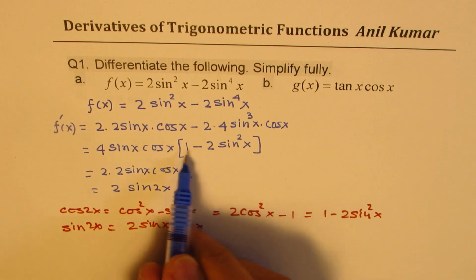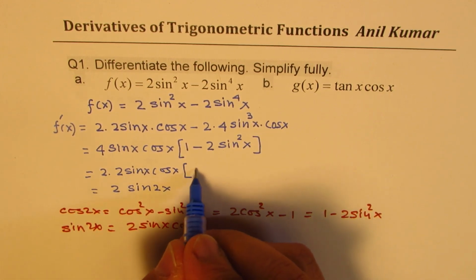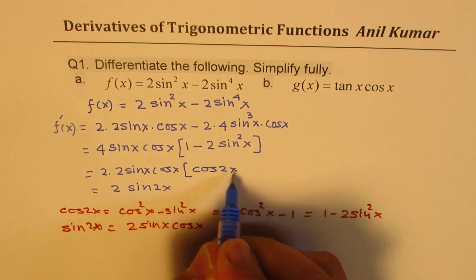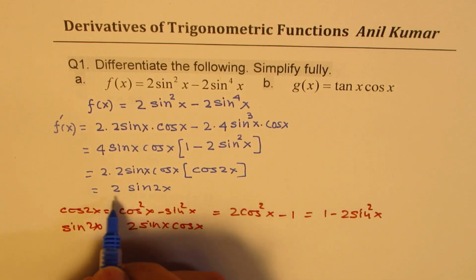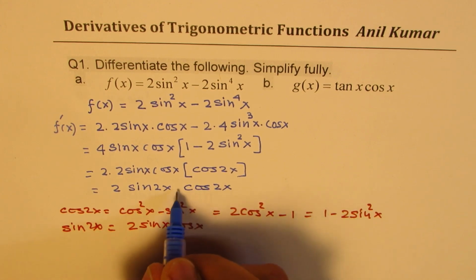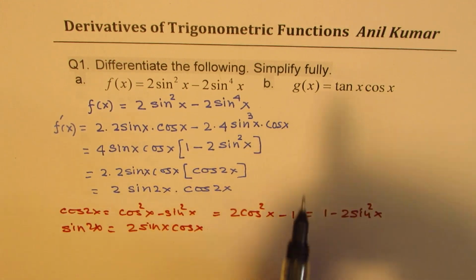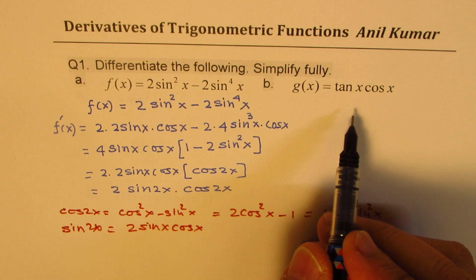And this term here, 1 minus 2 sine square x, is actually cos 2x. So what we get here is 2 times sine 2x cos 2x. So I hope you understand and appreciate this part, correct? So simplification is key in this particular question. Derivative may be simple, right? Now let's do the derivative of this particular function.